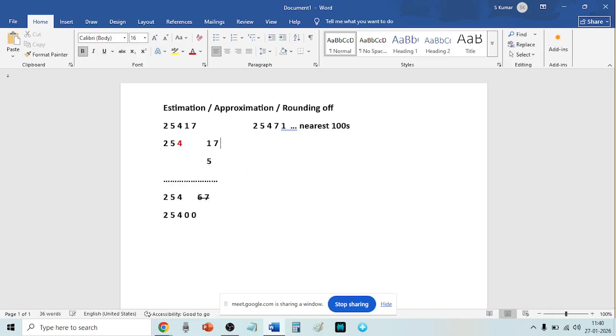Let us see. Here also 2 4, 5 4 7 1. Here also 4 is the hundreds place. So this part I need and this part I don't need. Now, where will I put 5? Under 7. Under 7 you put 5 and now you add. So now there will be a carry.